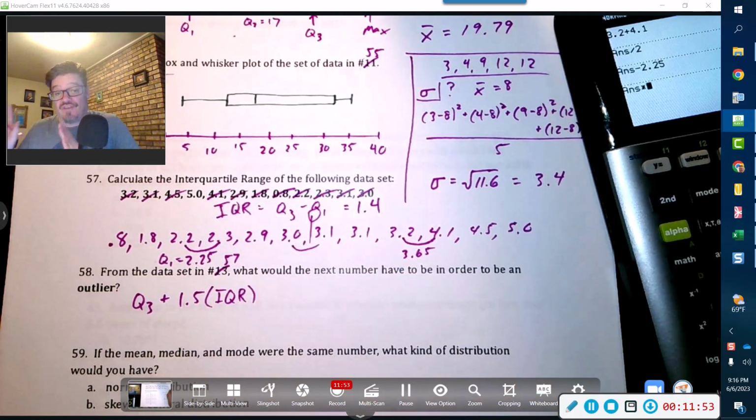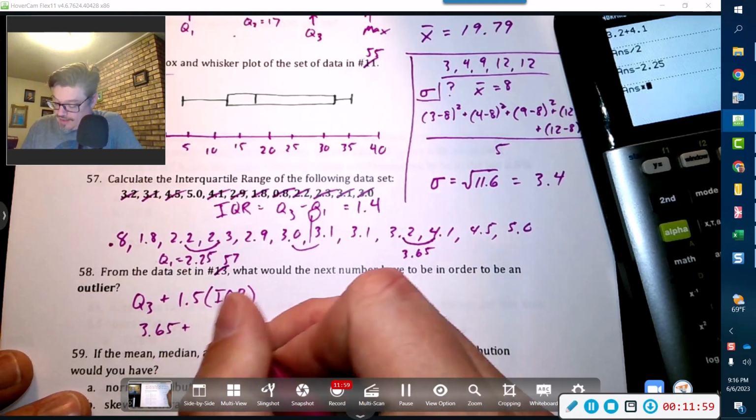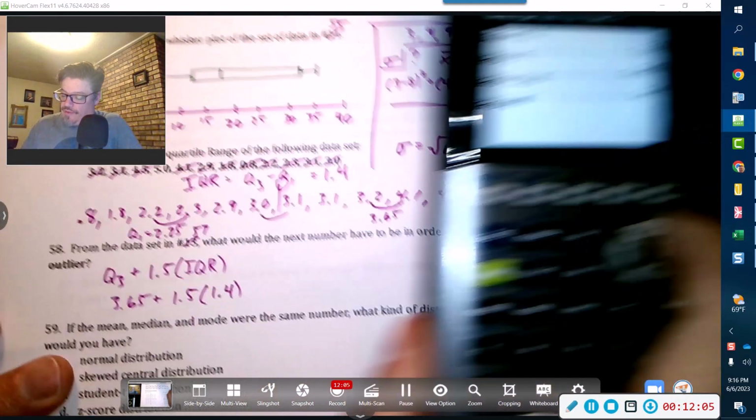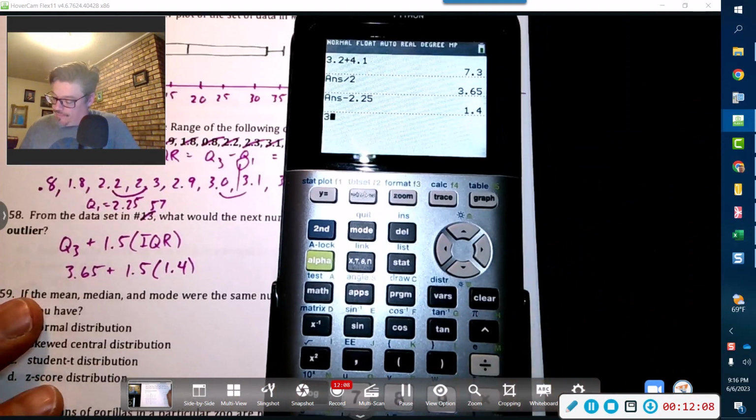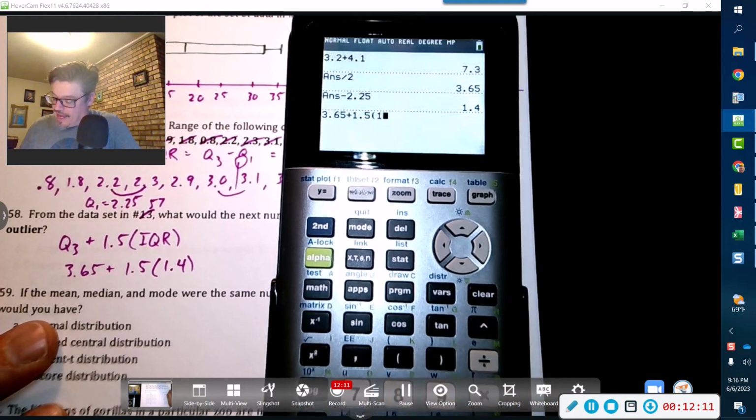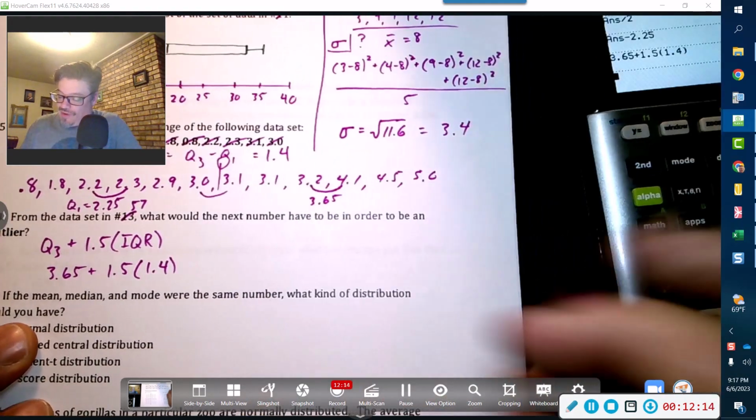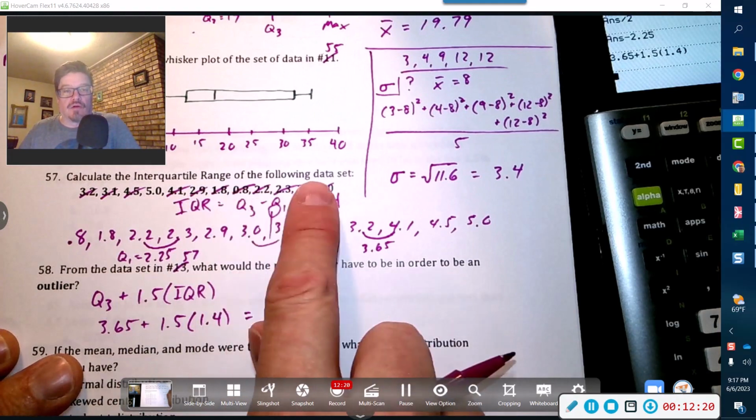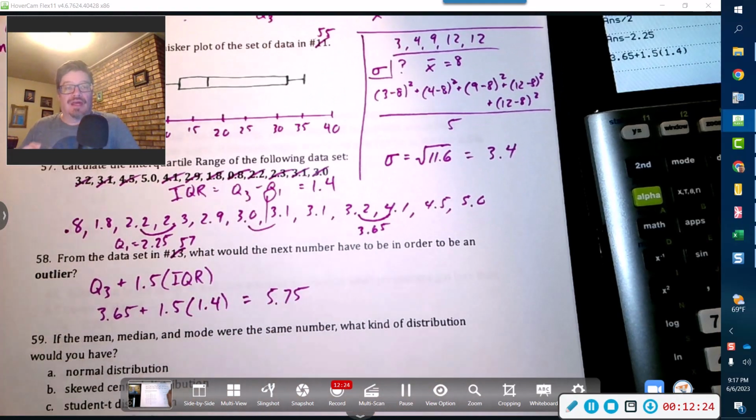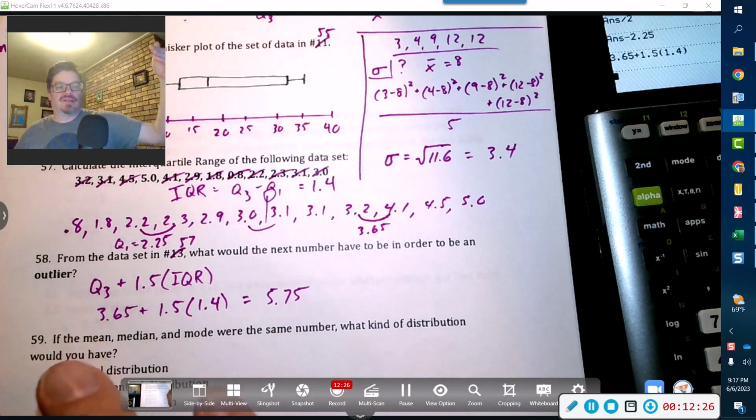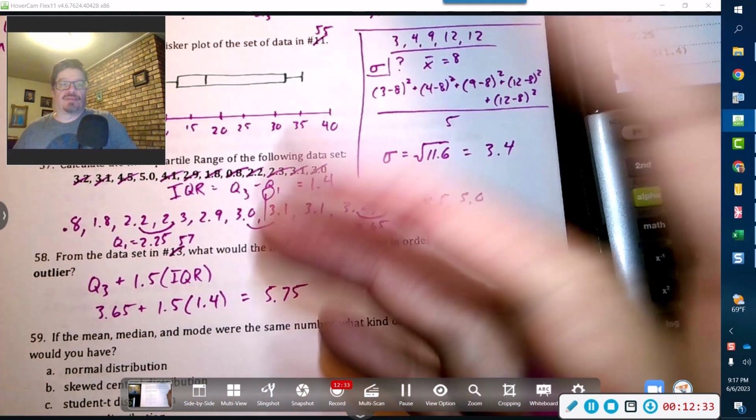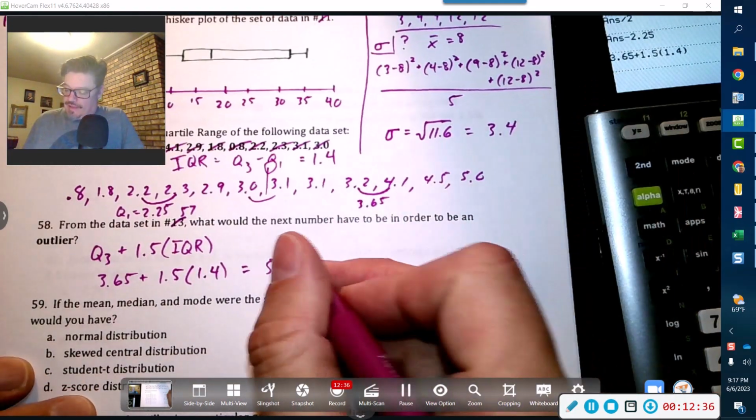Now we already figured out what the interquartile range is, and we know what Q3 is. So that's 3.65 plus 1.5 times the size of your interquartile range. So we're going to go ahead and just put that all into the calculator exactly as we have it set up. We've got 5.75. Okay, so based on all this data, if we got a number that is 5.75, it means that it's too large to be considered part of the data. Like either something's wrong or we mismeasured something. Okay, so this would have to be our next number.